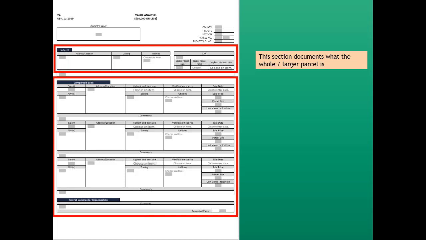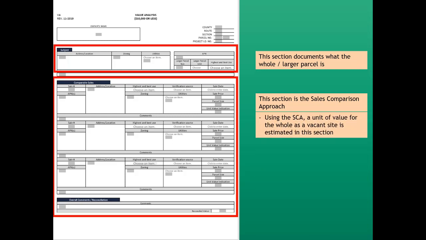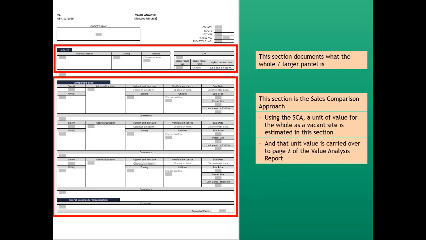The second box is the sales comparison approach. We've got 3 comparable sales that we can insert in there. And using the sales comparison approach, a unit of value for the whole as a vacant site is estimated. And at the bottom of that square is the reconciliation of those 3 sales and the reconciled value. And that unit value is going to be carried over to page 2 of the value analysis report.